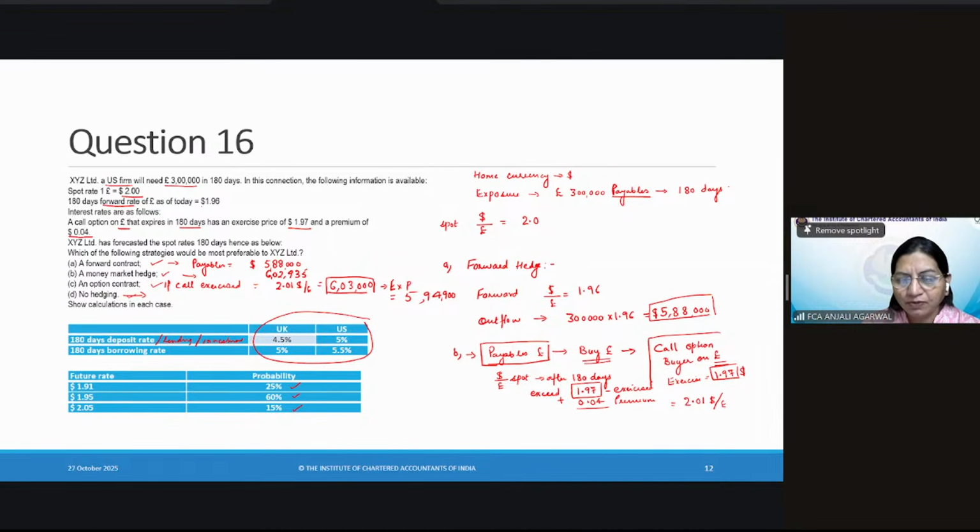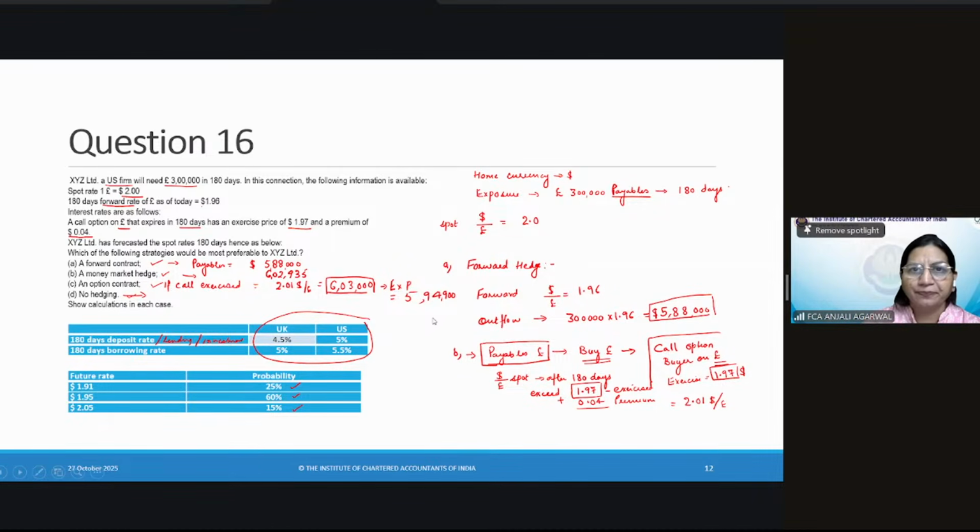But actually what happens is there is a reset date also. Annual rates are reset after 6 months. So 6 months lending rates are 3%, 6 months borrowing rates are 4%. That means the rates which are applicable now, and the reset period is after exactly 6 months.